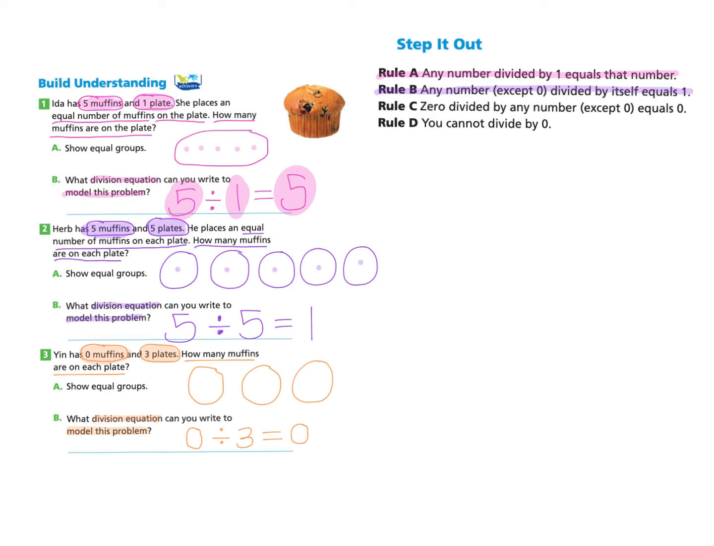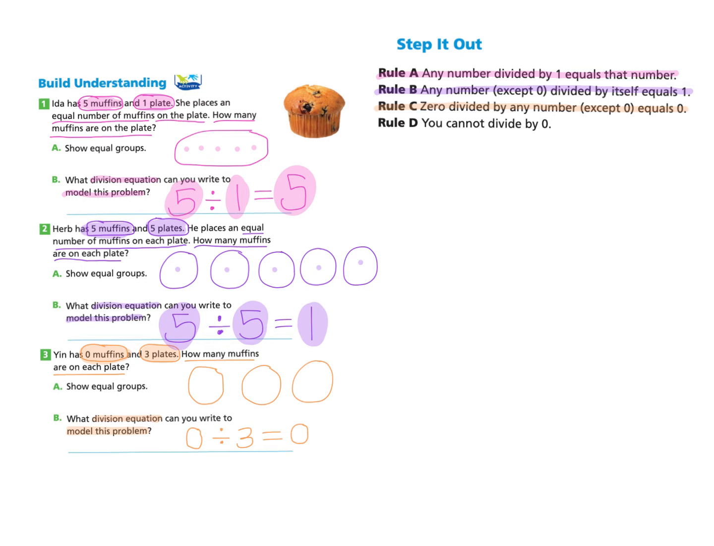So this rule shows that any number except for the number 0 divided by itself, which would be 5, is going to equal 1. Let's take a look at rule C. 0 divided by any number except for 0 equals 0. In this example 3, Yin had 0 muffins and 3 plates, and she had 0 muffins on each plate.